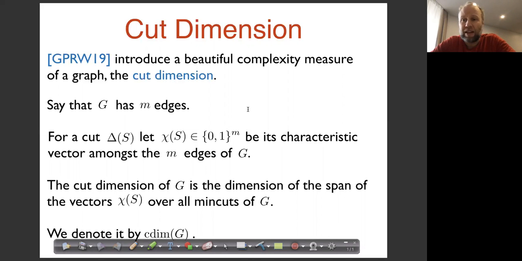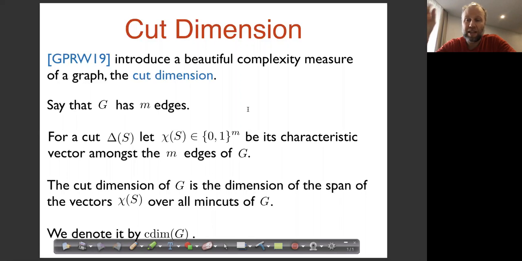So let's say that our graph has m edges. For a cut δ(S), I'm going to let χ(S) be its characteristic vector among the m edges of G. So just order these m edges of G arbitrarily, and for every cut δ(S), we can make a Boolean vector of dimension m, and basically for every edge of G, this vector just indicates if that edge participates in the cut δ(S) or not. So for every cut, we have this Boolean vector.